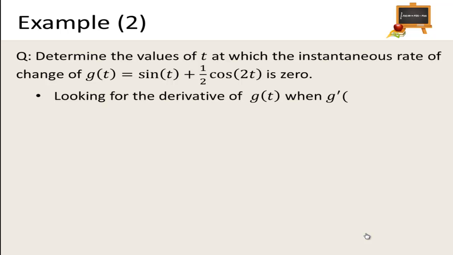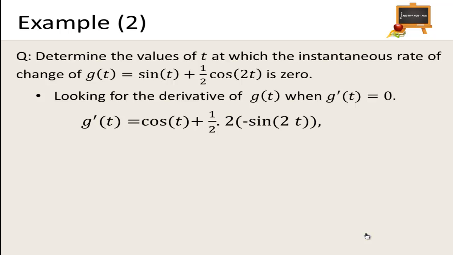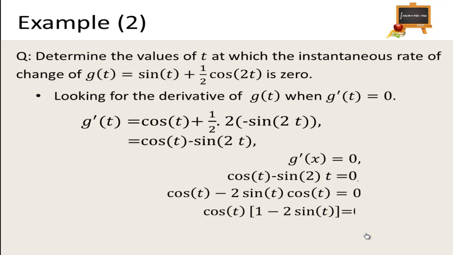The main objective of the question is to find t such that the instantaneous rate of change of g of t is 0. If we zoom in on the details of the question, what is the instantaneous rate of change of g of t? Simply, it is the derivative of g of t with respect to the variable t. First, we are looking for the g prime of t expression. Then, we need to equate this expression to 0 as follows.